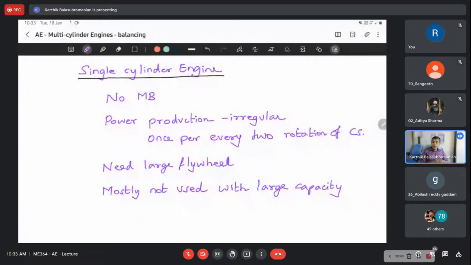Now, what about, yes, Abhilash? Sir, here you mentioned that power production is irregular. Irregular in the sense, is it because we don't get some constant power? Is that the reason, sir? Yes, yes. I have written at the bottom why it is irregular, right? So when I say irregular, I'm talking about this one. Once per every two rotations of the crankshaft. Yeah, fine, sir. That's why it's irregular. So once the power is there, remaining, for one downward movement of the piston, you have power. Then remaining upward, downward, upward, the piston has to keep moving without any power. So that's what I mean by irregular.